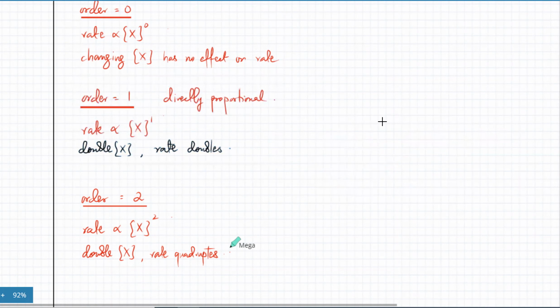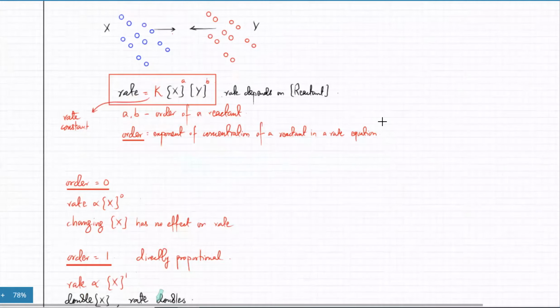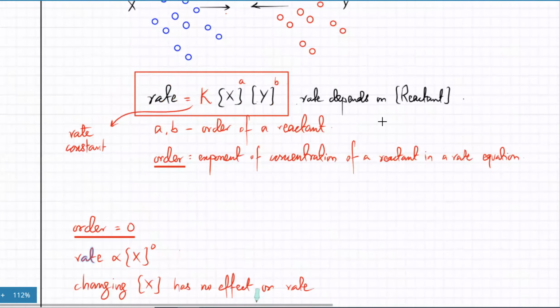So you got order 0, order 1, order 2, and you've got a rate equation. So rate would depend on the reactants. The power indicates how it's going to depend. So if the power comes out to be 0, that means the rate is not dependent on that particular reactant. You keep changing that concentration, it's not going to change. If you have a power that is 2, that means rate is really dependent on that particular reactant. You change the concentration of that reactant and the rate increases or decreases by a much bigger margin. And so that is what an order of reaction is.